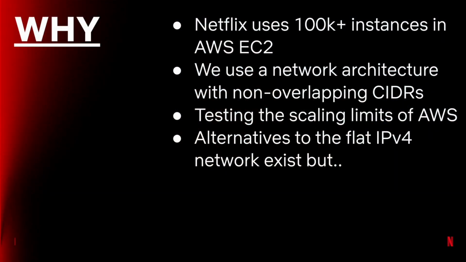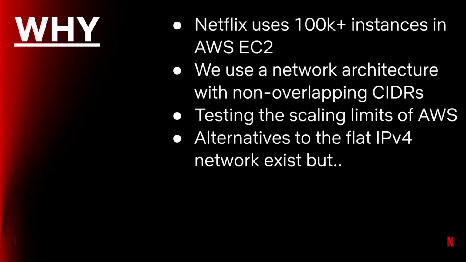Netflix uses hundreds of thousands of instances of AWS EC2. And the way we've architected our network is to allow for full mesh connectivity. That means every instance can access every other instance. This makes it simpler to reason about and maintain. But in enabling this, we have begun to test the scaling limits of AWS.